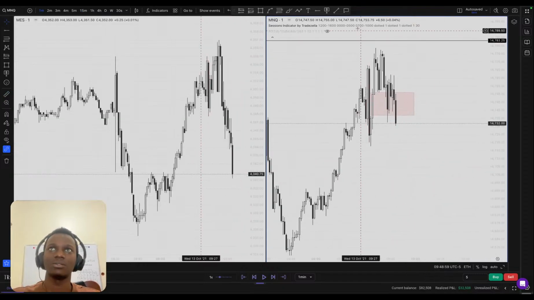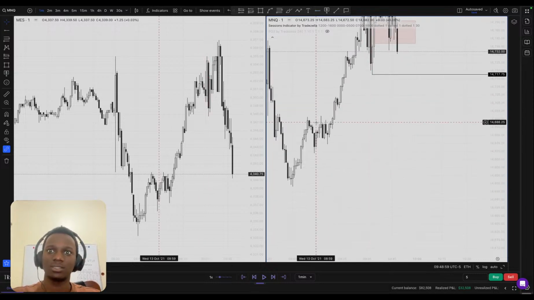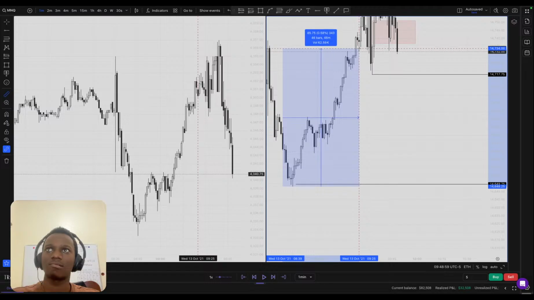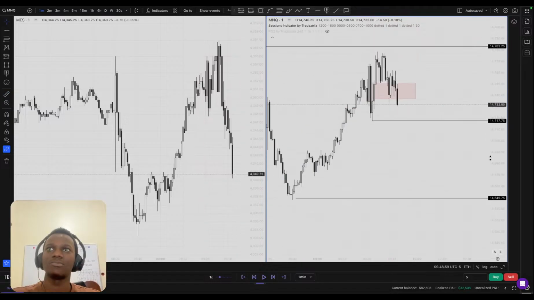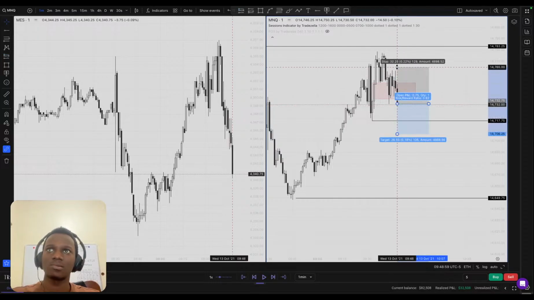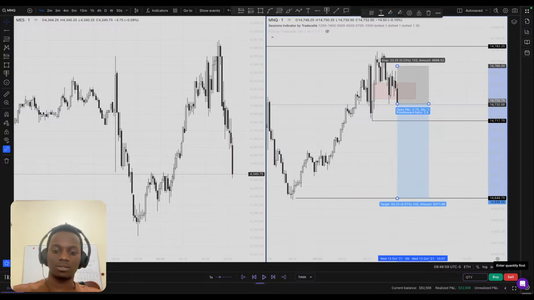We have 930 lows here and some 830 low. Let's see, maybe like here. How many points are these? 84 points. Let's take shorts. Let's take 8 micros here.